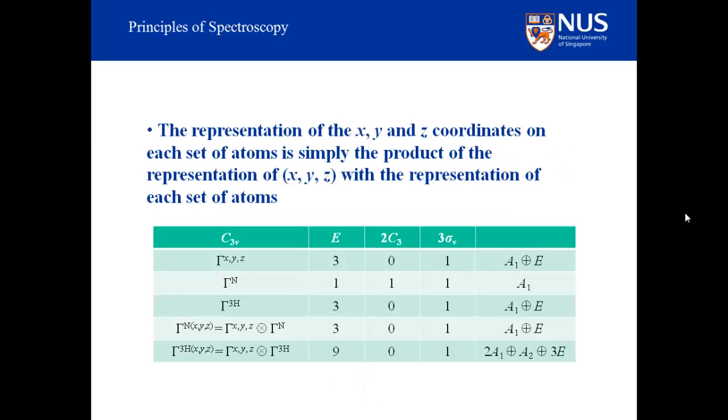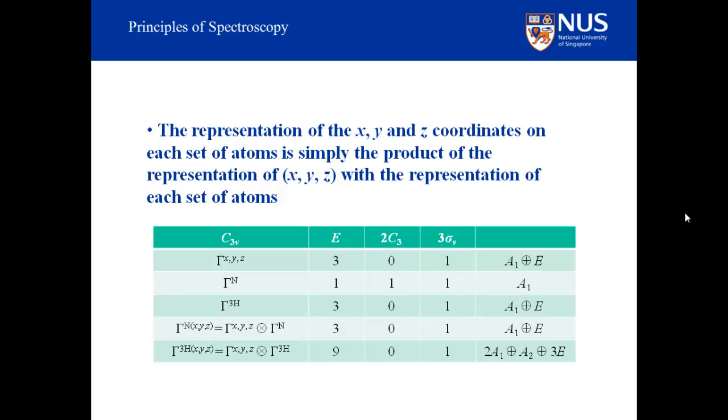We can now determine the representation of the x, y and z coordinates on each set of atoms. It is simply the product of the representation of x, y and z with the representation of each set of atoms. So in the table, the first 3 rows give the representation of the x, y and z coordinates, the representation of the nitrogen atom, and the representation of the 3 hydrogen atoms. However, we want to know the representation of the x, y and z coordinates on the nitrogen atom and the x, y and z coordinates on the 3 hydrogen atoms. To find this, we simply take the product as illustrated.